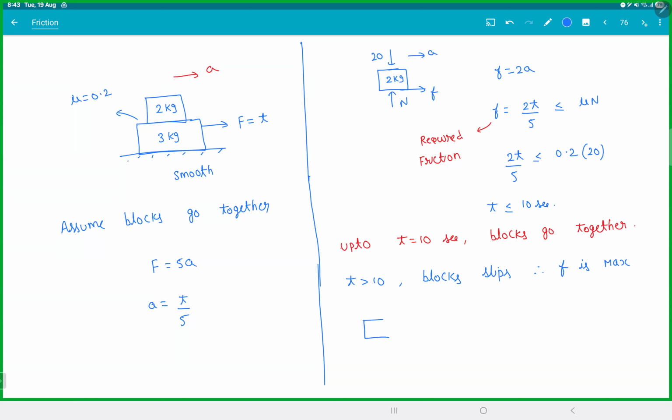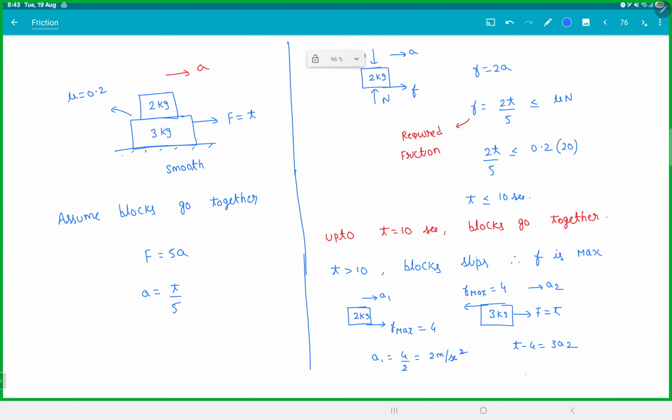Then draw the FBD of both the blocks separately. For the 2 kg block, this is f max, which is equal to 4. This is the 3 kg block, f max will be backward, 4, and this is F equal to t. Let this be acceleration a1, let this be acceleration a2. So we have a1 equal to 4 by 2, which is 2 meter per second square. After 10 seconds, the upper block will go with a constant acceleration, assuming it won't fall down. And a2 will be t minus 4 equal to 3 a2, so we get a2 equal to t by 3 minus 4 by 3.